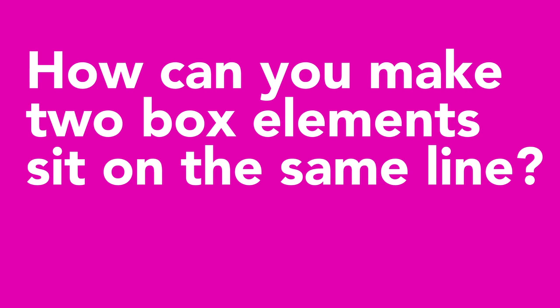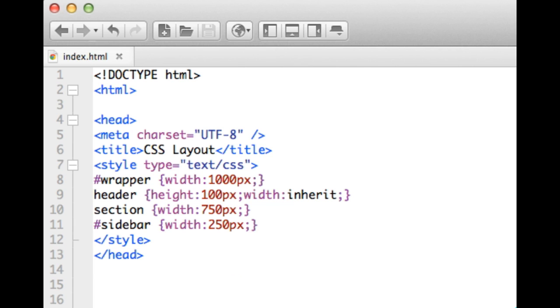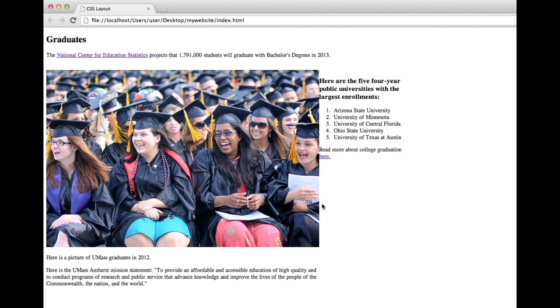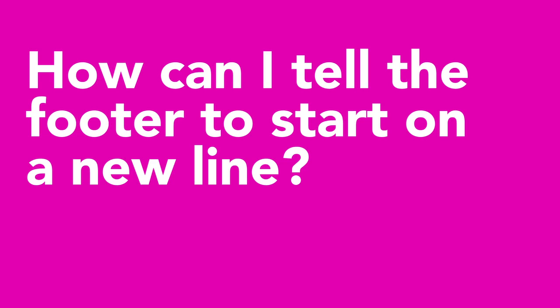That's right, by using the float property. Let's go back to the CSS and add a float left to the section and a float right to the sidebar. Test it out and looking better. But the footer is nosing its way up into the sidebar's territory. I have 2 options to fix that. Can you guess one?